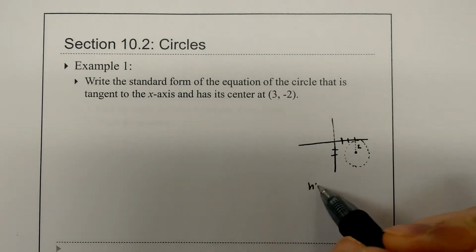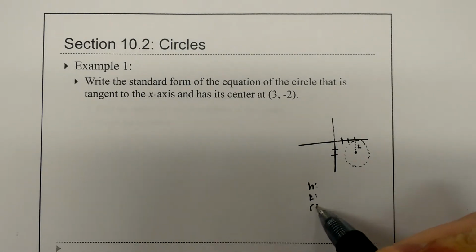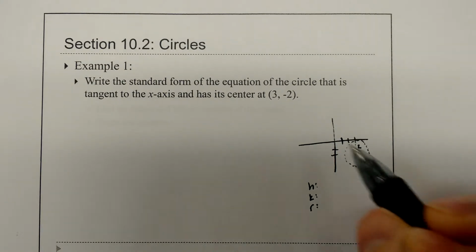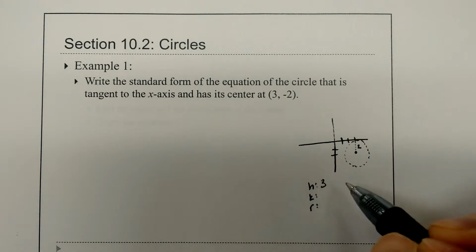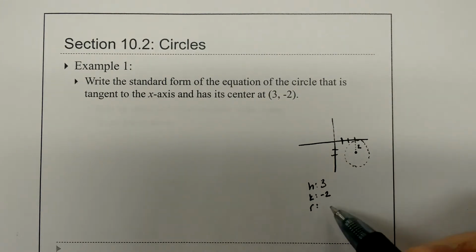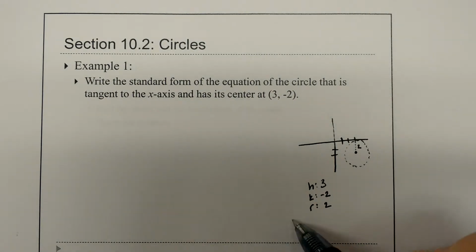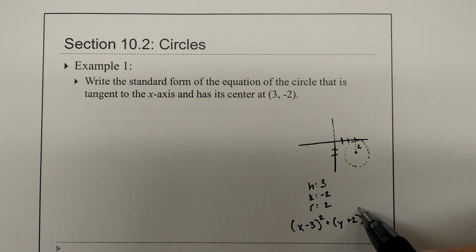So I need a value for h, a value for k, and a value for r to put into my equation. h is the horizontal location of the center, 3, k is the vertical, and r is the radius. Putting this together, (x minus 3) quantity squared plus (y plus 2) quantity squared, it becomes plus because it's a double negative, equals r squared, so 4. That's the equation of the circle centered at 3, negative 2, with radius 2.